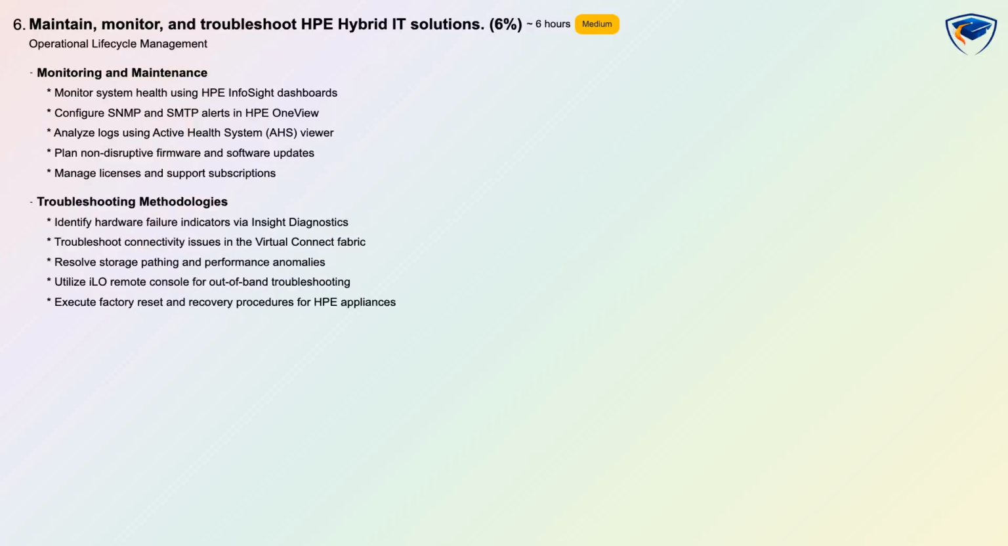Domain 6 is maintain, monitor, and troubleshoot HPE hybrid IT solutions, weighted 6%, focus operational life cycle management, difficulty medium, with estimated learning time 6 hours and assessment type hands-on plus conceptual. This section teaches operational monitoring using HPE InfoSight dashboards, configuring SNMP and SMTP alerts in OneView, analyzing logs with the Active Health System Viewer, and planning non-disruptive firmware and software updates.